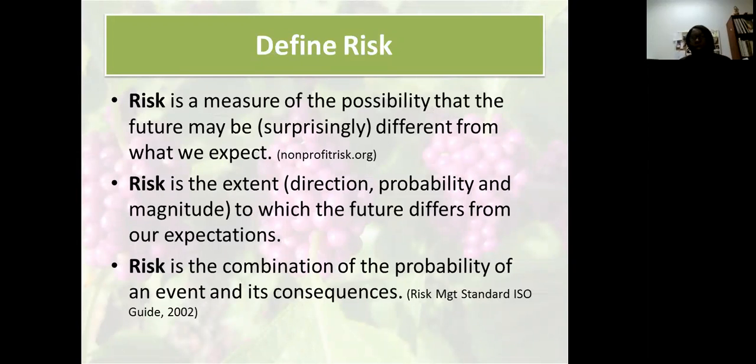So when you try to define risk, there are lots of different definitions and schools of thought out there on how risk is defined. And so I've chosen 3 general definitions here for you. So a risk is a measure of the possibility that the future may be surprisingly different from what we expect.